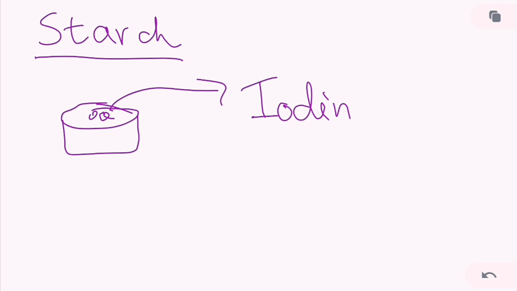For starch, the previous test was for reducing sugar. For starch, we have a whole different test, and it's even easier because there is no heating. So again, let's say we have a potato, such a bad potato. Anyway, we have a potato. We're going to add drops of iodine solution.